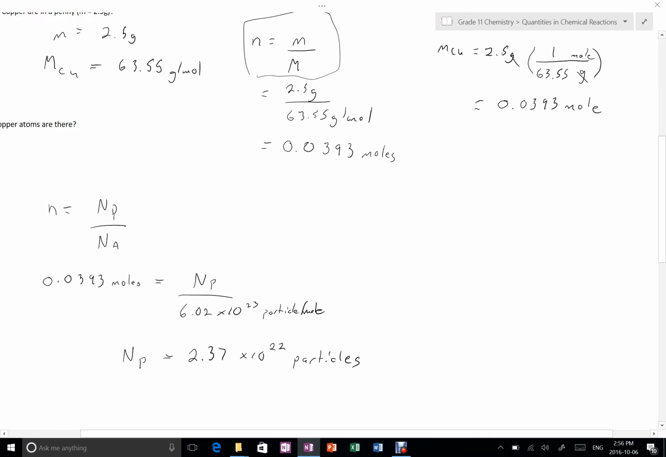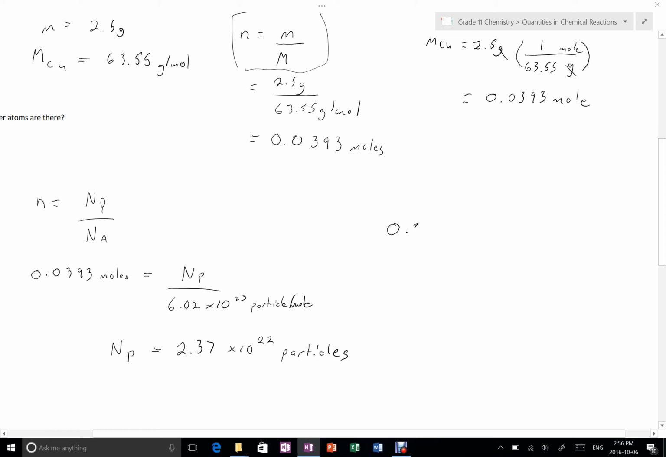Again, quickly, I can do this with the factor reduction method. If I imagine that I'm converting from moles to particles, I want to cancel out my moles, I want to introduce particles. I know that in every 1 mole there are 6.02 times 10 to the 23 particles. So it's the same multiplication, leaving me with 2.37 times 10 to the 22 particles, or in this case 2.37 times 10 to the 22 copper atoms.